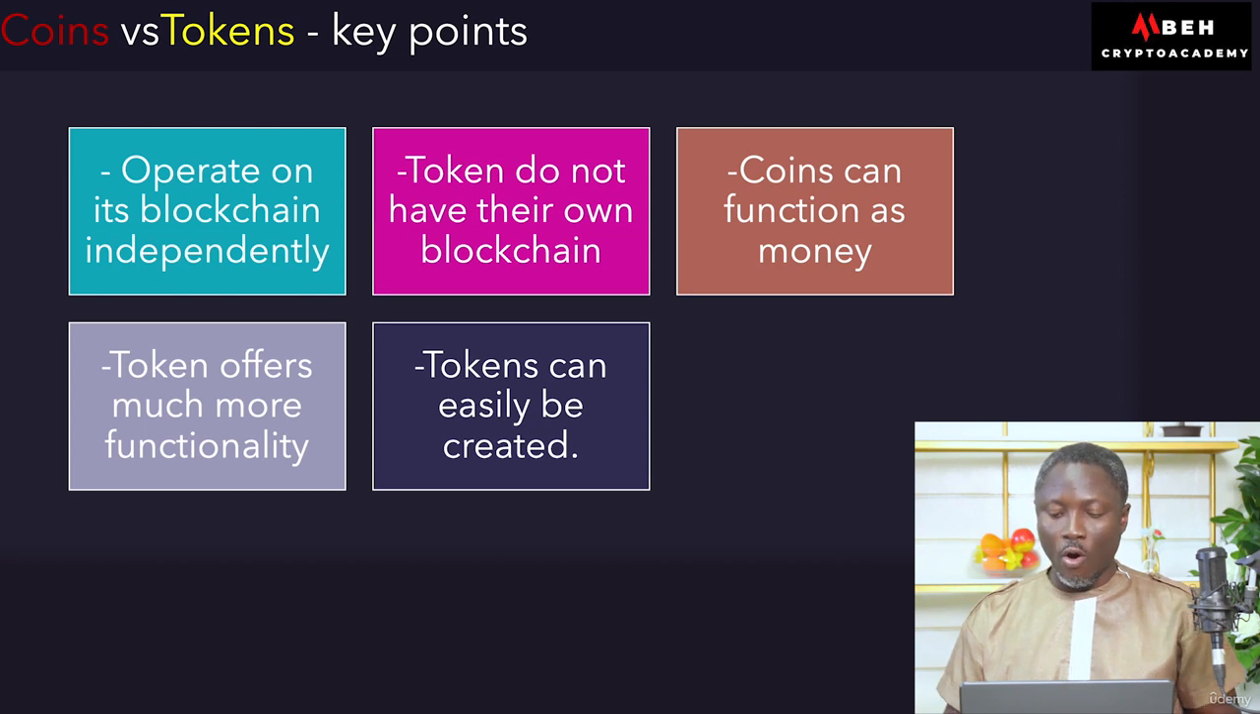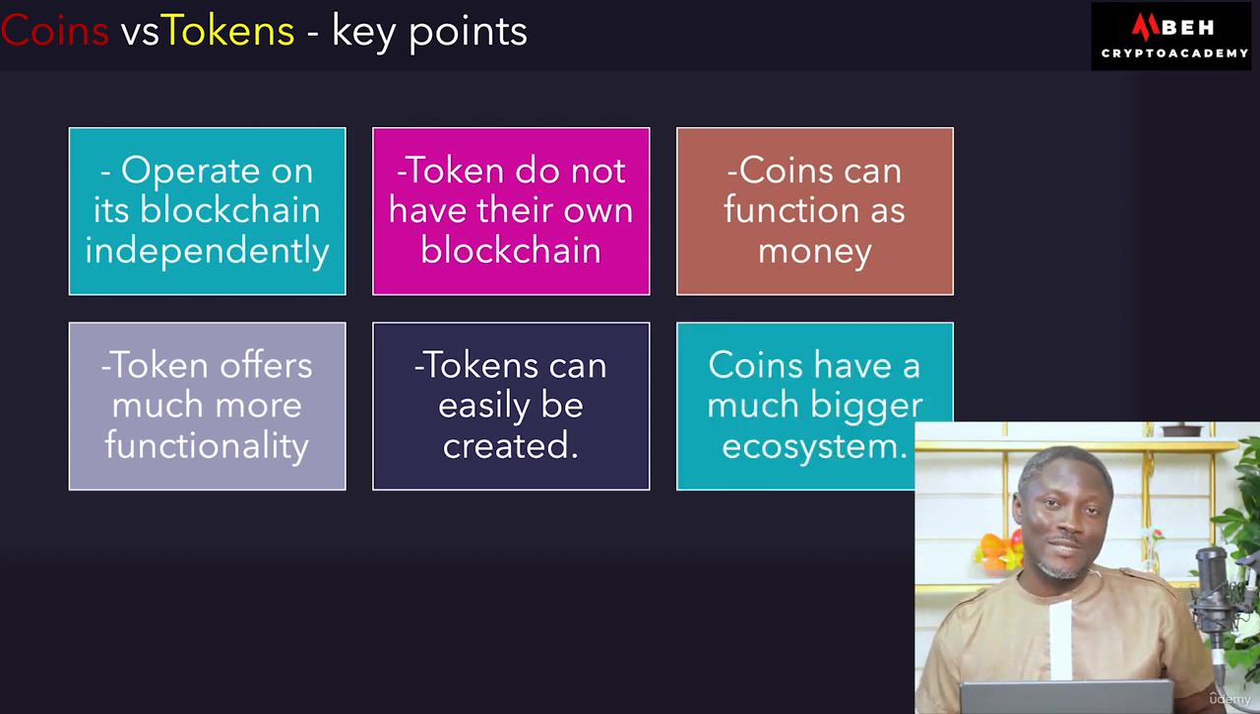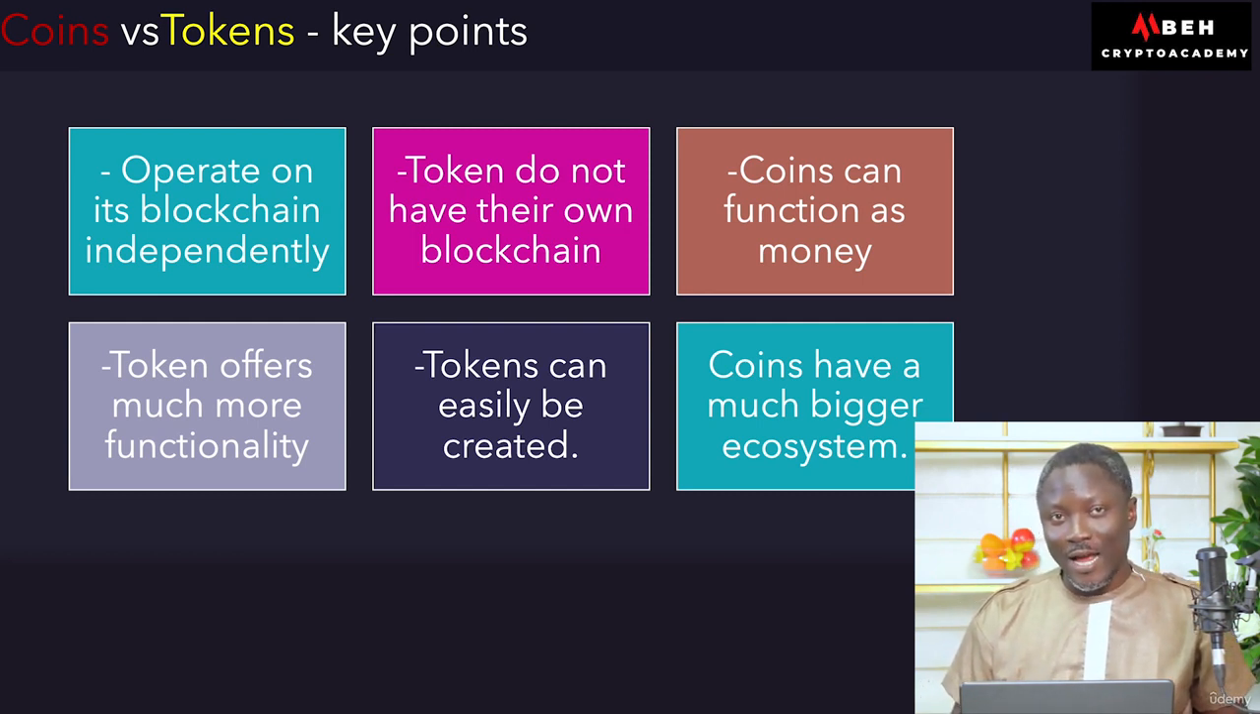But meanwhile, coins actually have a much bigger ecosystem. It takes a lot of complexity before you can actually create a coin. So these are some of the differences between coins and tokens.